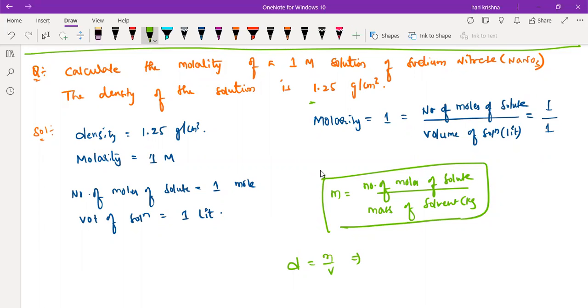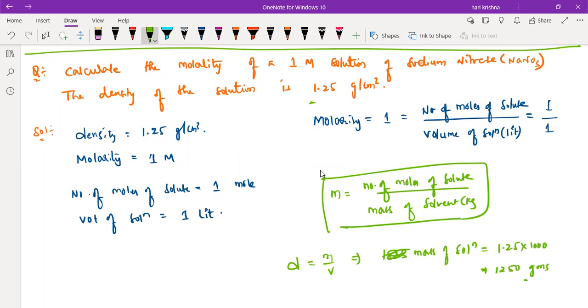Okay, so the density is 1.25. What is the volume of solution? We'll take mass of solution equal to density, 1.25, into 1000. That means mass of solution is equal to 1250 grams. Fine.